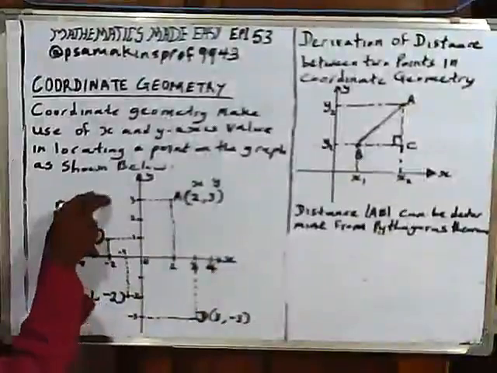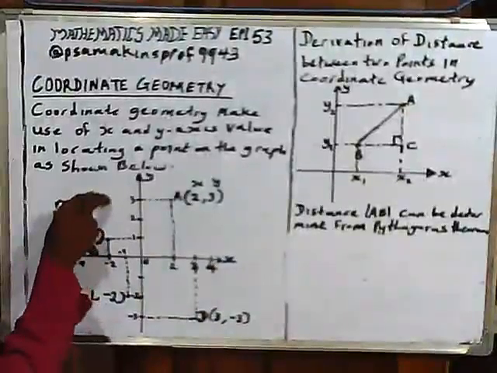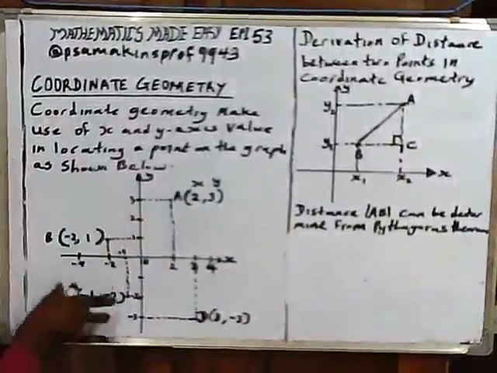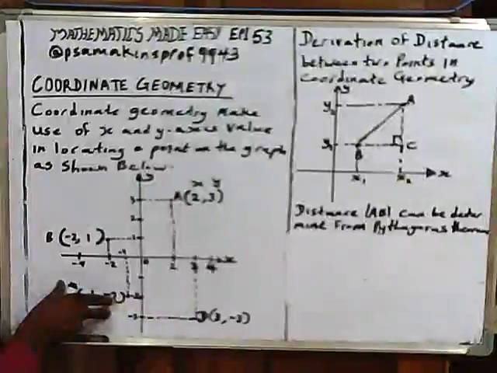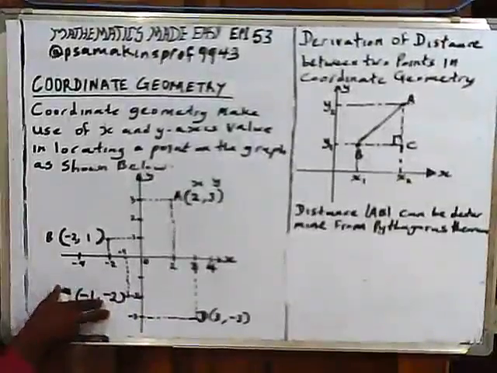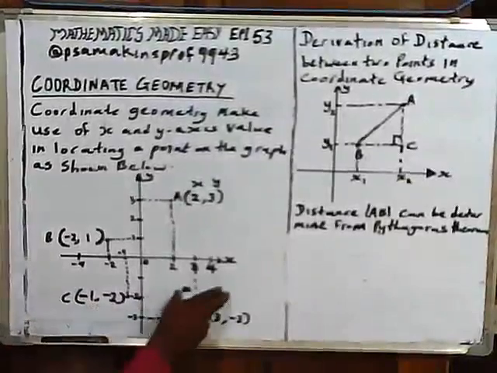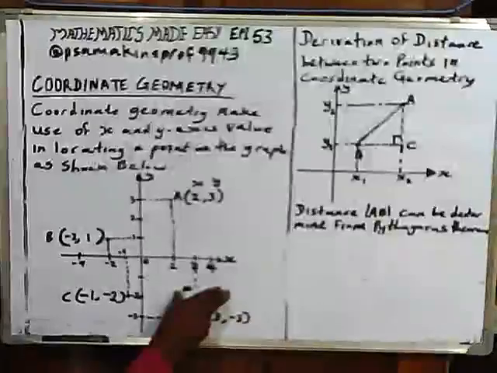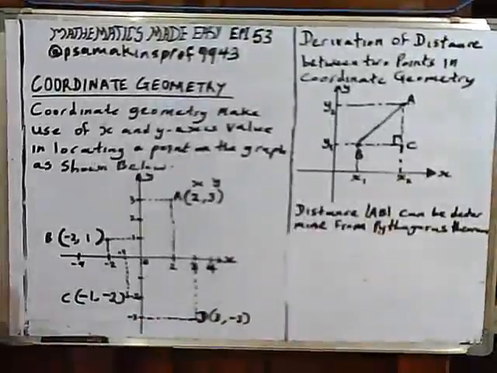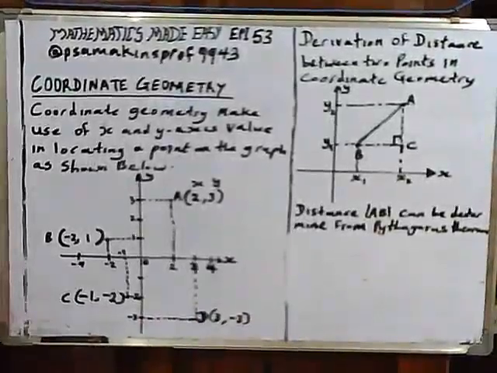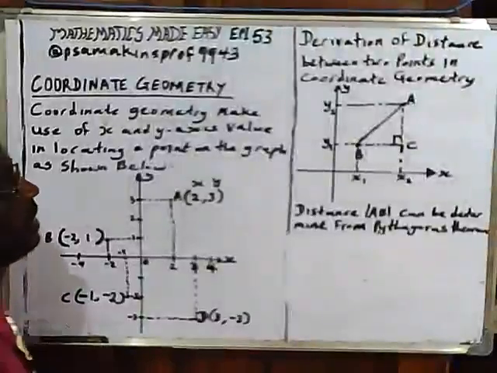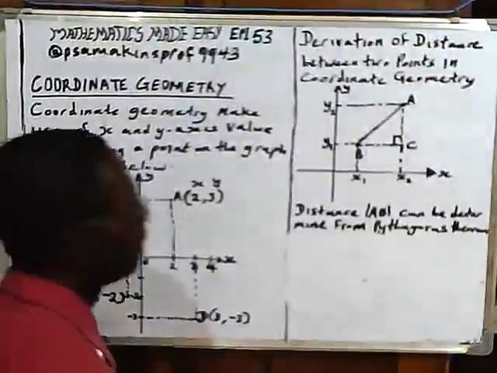So at this point we have x to be positive, y also to be positive. At this point we have x to be negative, y will be positive. At this junction we have x to be negative, y is negative. But at this junction our x is positive, y is negative.